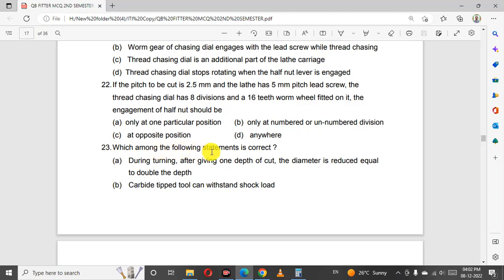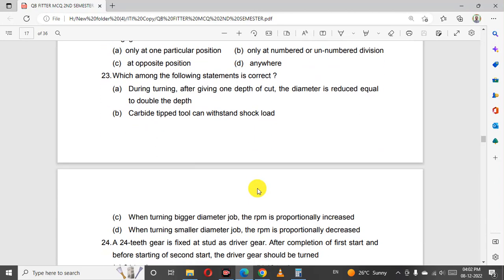Which among the following statements is correct? During turning, after giving one depth of cut, the diameter is reduced by double the depth.